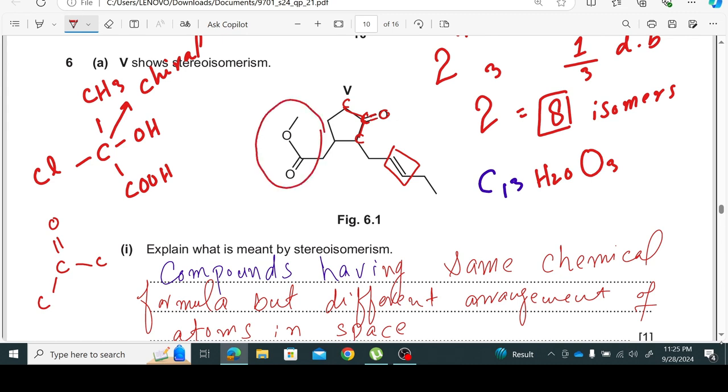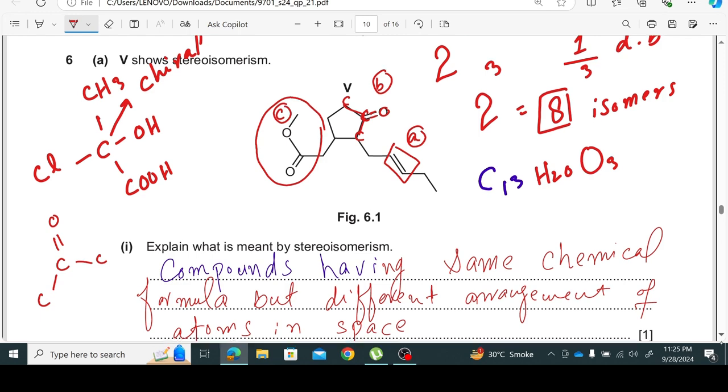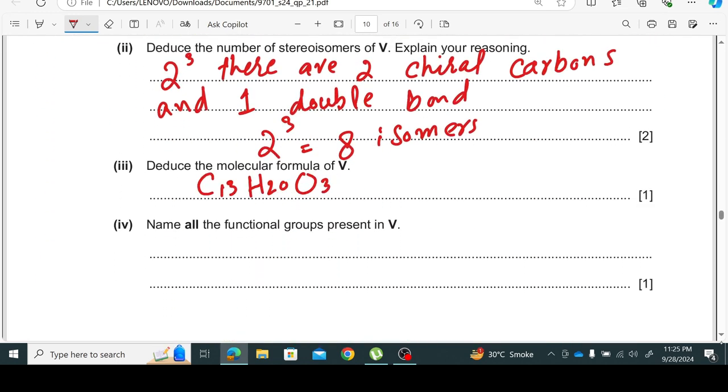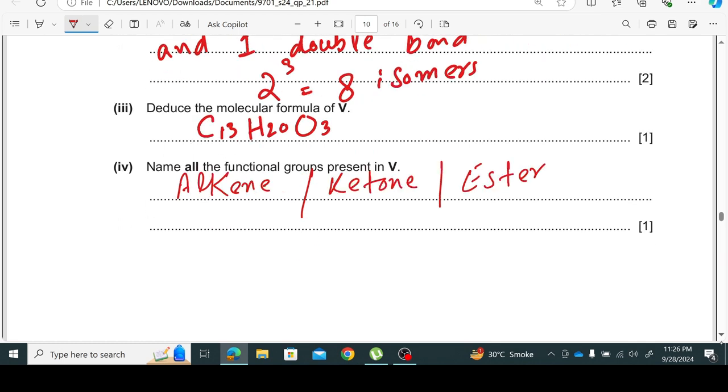Okay, so A is the alkene, B is a ketone, and C is our ester. So you can see we have alkene, ketone, and the third one we have ester. Understand? So we have three functional groups.